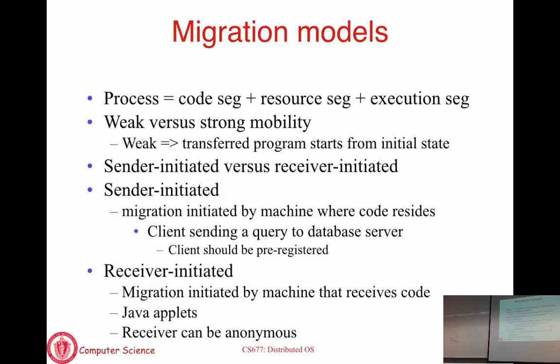Now, needless to say, this is a complicated process. Machine A and machine B have to be homogeneous. You can't take a Windows process and just move it to some other operating system. It's not even going to make sense. Each OS has its own format for processes. It has its own kernel data structures. So process migration involves homogeneous machines.